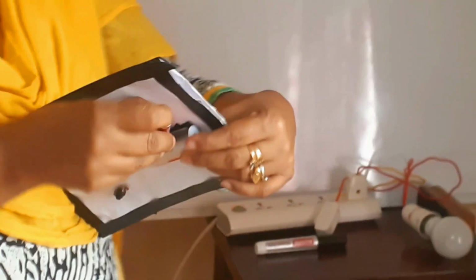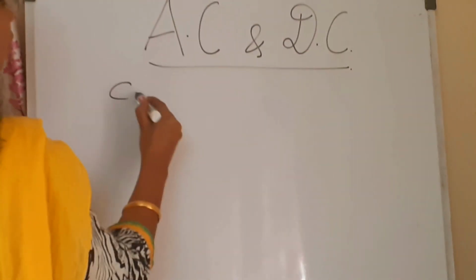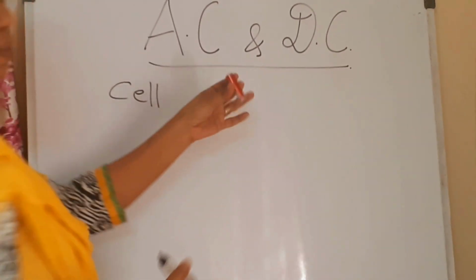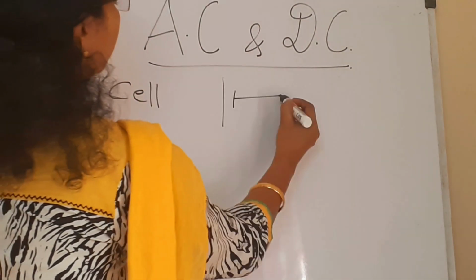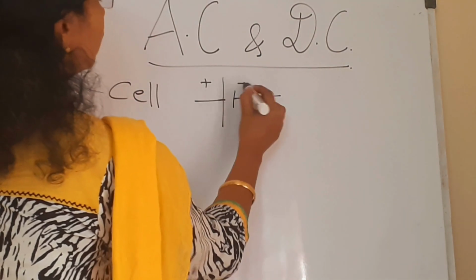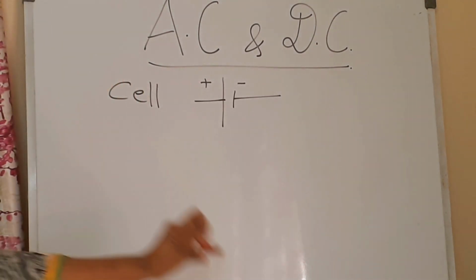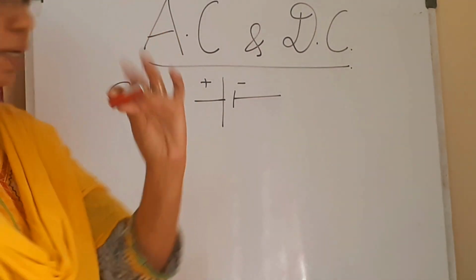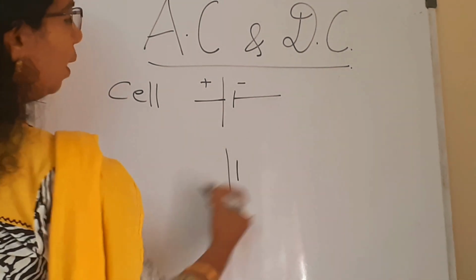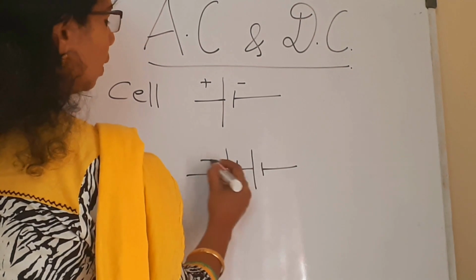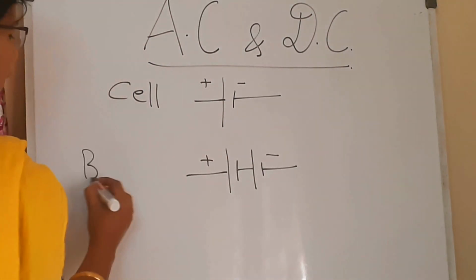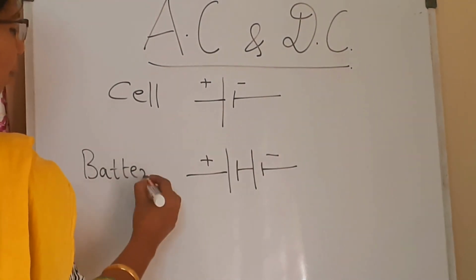So what is the symbol of a cell? This is a cell, and the symbol of a cell has a positive and negative. When you connect two cells together like this, one cell connected to the next cell, you will get the symbol of a battery. So this is the symbol of a battery.